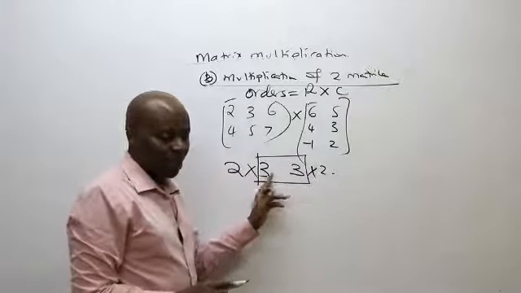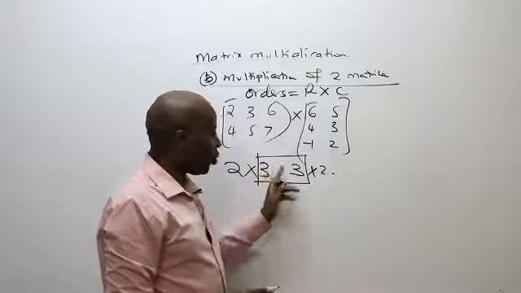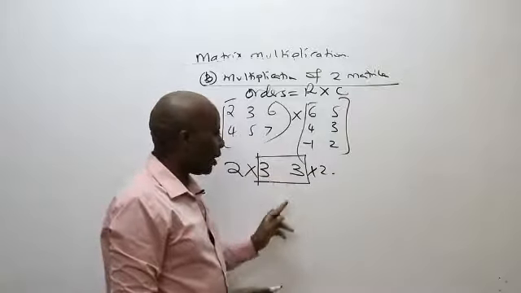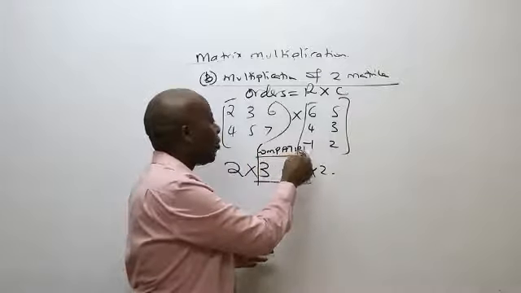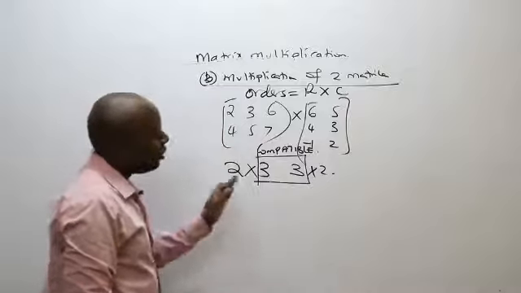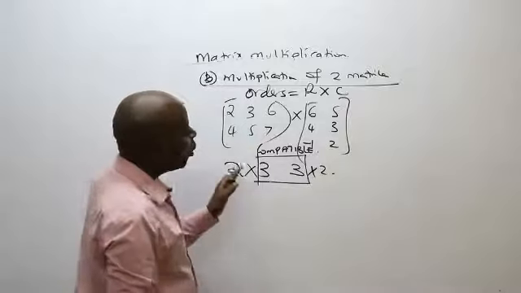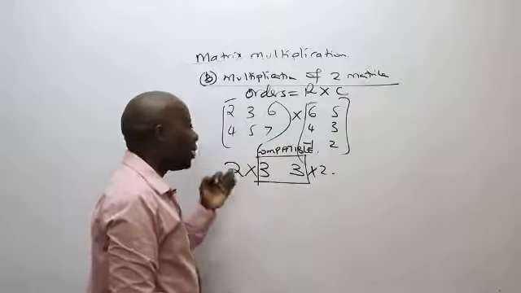The 2 inner values are the same, so we have these 3 and 3. Therefore, just on top there, you write the word compatible. So this is compatible. And if the 2 matrices are compatible, now we can go ahead and multiply them. And how will we multiply these 2 matrices?